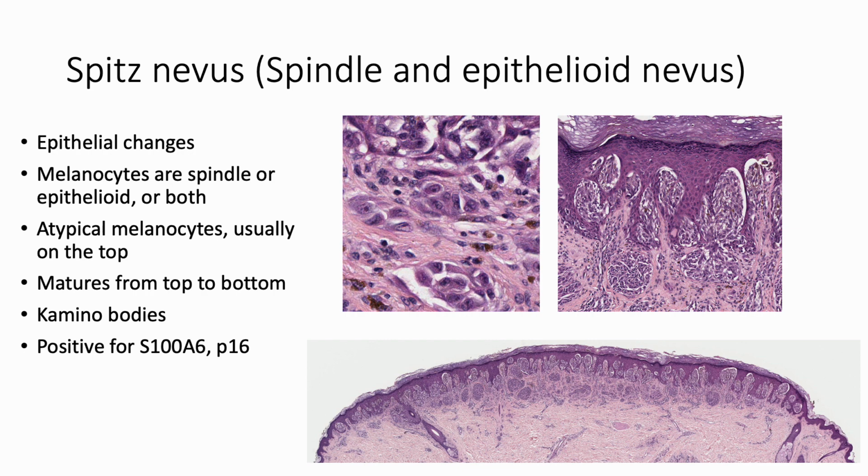Even though the cytology can look very ugly, there is maturation and there is a symmetrical growth pattern. And those very pink materials are called Kamino bodies, which are also a feature of Spitz nevus. If you stain, they will be positive for P16 and S100A6. This one only exists in the exam, but P16 we commonly use. So pay attention to the age always. The age and site for all the melanocytic lesions are critical. Do not make a diagnosis of melanoma in a young kid unless you are 100% sure and have shown it to very senior people.